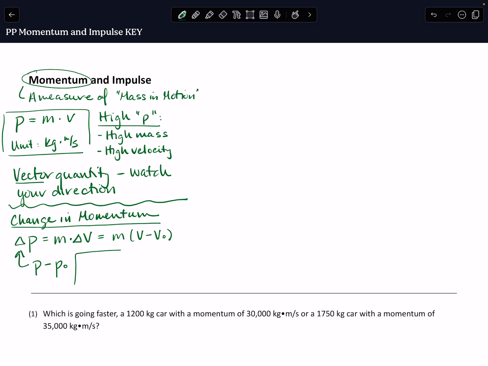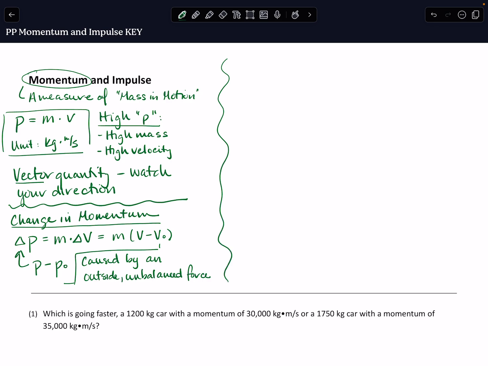Now, these situations tend to be caused by interaction with an outside unbalanced force, which makes sense because we have a change in velocity. That means acceleration is happening, and we know that acceleration, according to Newton's second law, means there's a net force acting on that object. So the change in momentum tends to be caused by an unbalanced outside force.